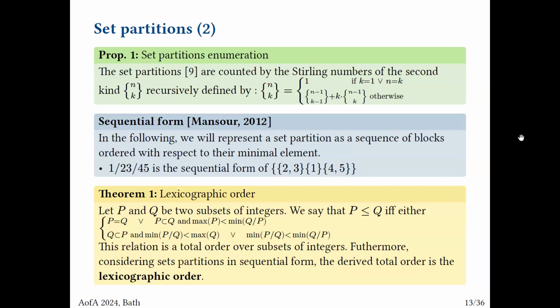And in order to represent it, we will use the terminology that Mansour introduced in 2012, which represents the partition as a sequence of blocks that are ordered by their minimal elements. So, for instance, 1, 2, 3, 4, 5 is the canonical form of this partition, and we then define the lexicographic order of a set partition, which is the intuitive order.